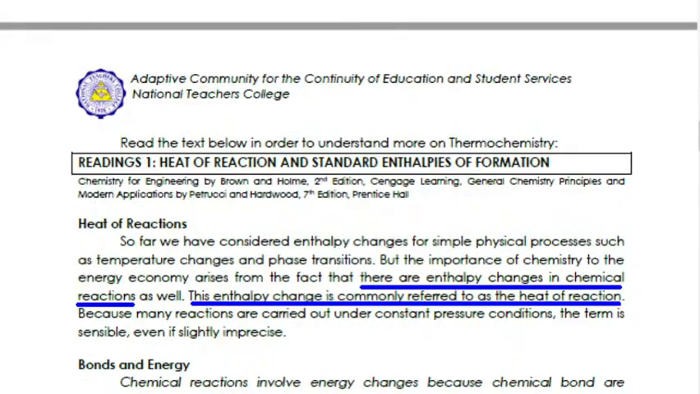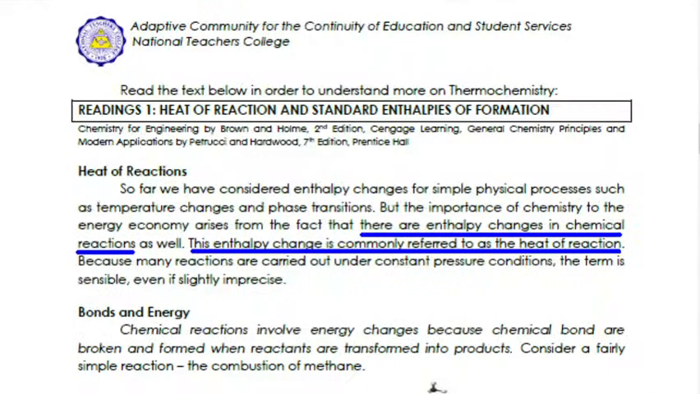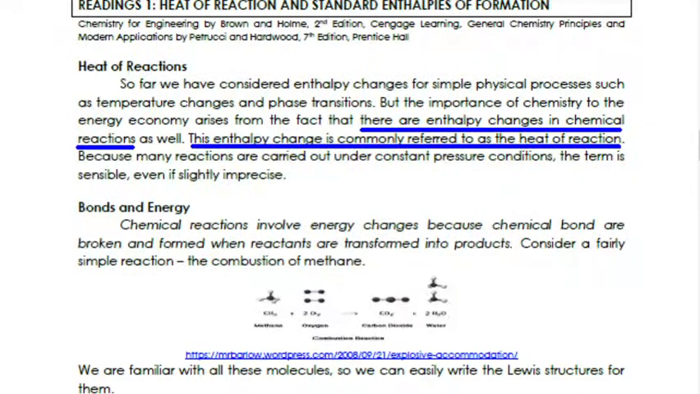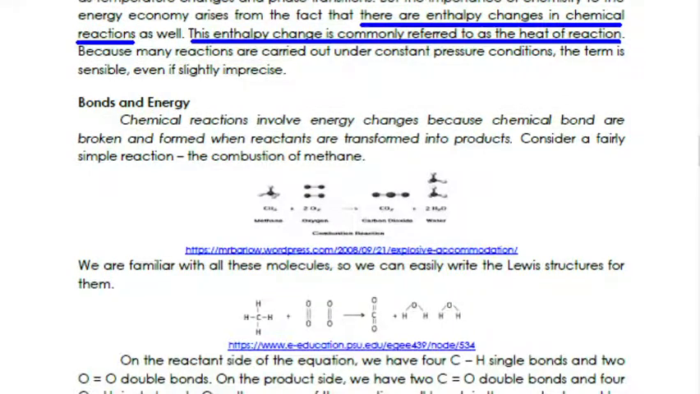Readings 1 is about heat of reaction and standard enthalpies of formation. So heat of reactions, as mentioned, there are enthalpy changes in chemical reactions. This enthalpy change is commonly referred to as heat of reactions. And then, where does this heat of reaction come from? This is from bonds and energy.